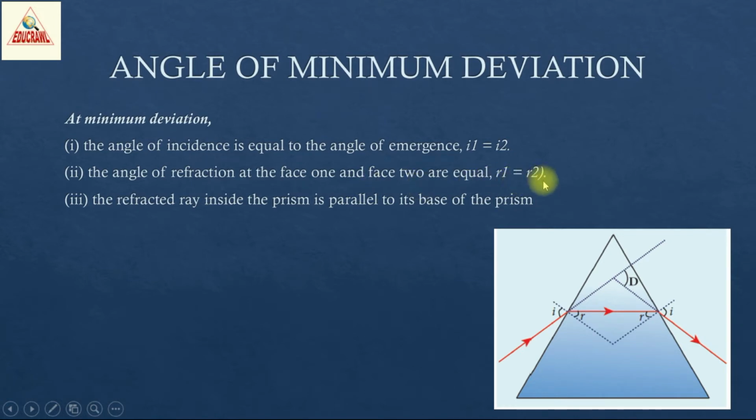That is R1 should be equal to R2. If you see the diagram, both R1 and R2 are the same and they are represented by small r. This is the condition for minimum deviation. And the third one is that the refracted ray inside the prism is parallel to the base of the prism. See the red line inside the prism. Isn't it parallel to the base of the prism? So these are the three conditions which happen during the angle of minimum deviation.